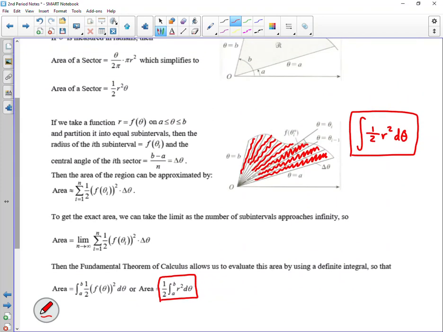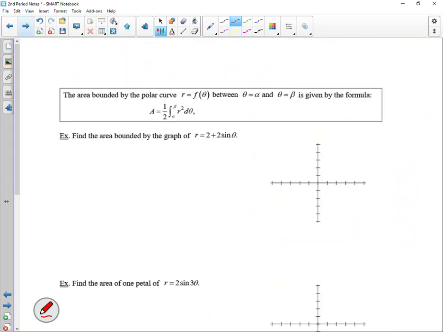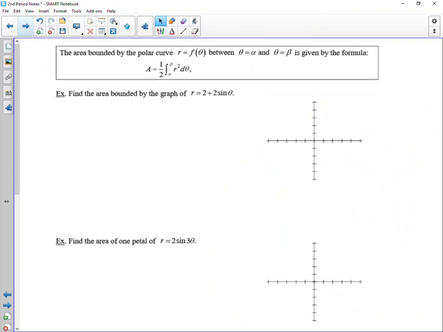Now, let's try it. So, here's the formula here. Our first question says, find the area bounded by the graph of r equals 2 plus 2 sine theta. So first, what is this? Yeah, it is a cardioid, but if you don't really know, just a lemniscate is good. So for lemniscates, you do theta and r, right? And if theta is 0, what is my r?